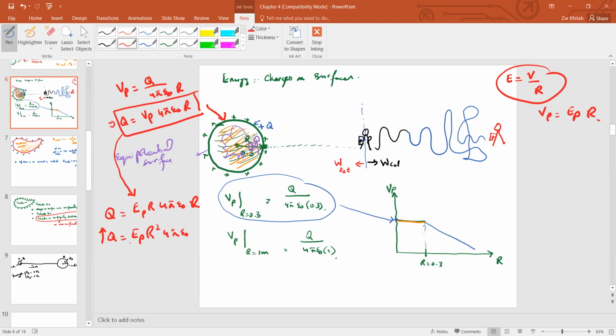And we said, if you increase the charge, EP will rise. If you increase the charge, volt will rise. And this is a value, 3 into 10 to the power 6 volts per meter. If E reaches this value, this is called the electric breakdown of dry air. What does it mean?